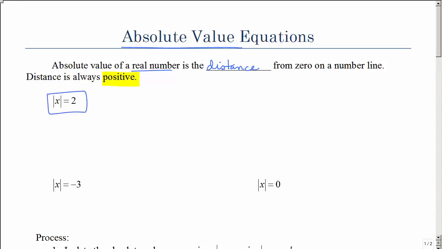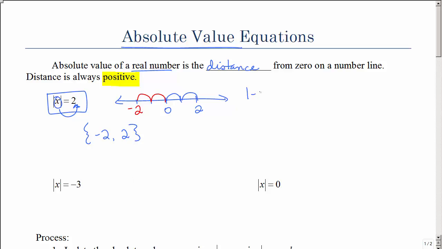So when solving an equation that says the absolute value of x equals 2, you are asked to find numbers that have a distance of 2 from 0 on the number line. So here's 0. Well, I can go 2 units that way and get to positive 2. But I can also go 2 units to the left and get to negative 2. So what two numbers have an absolute value of 2? Well, those numbers would be negative 2 and positive 2.